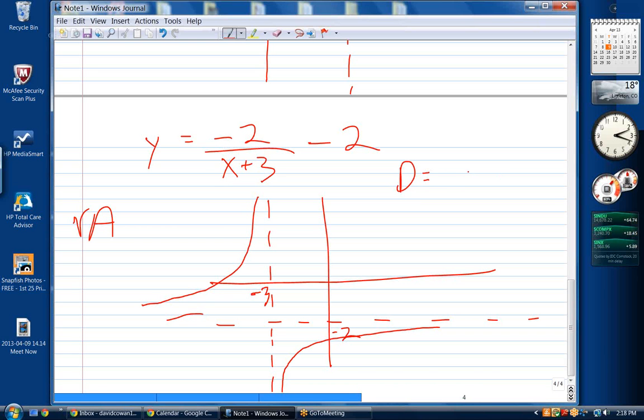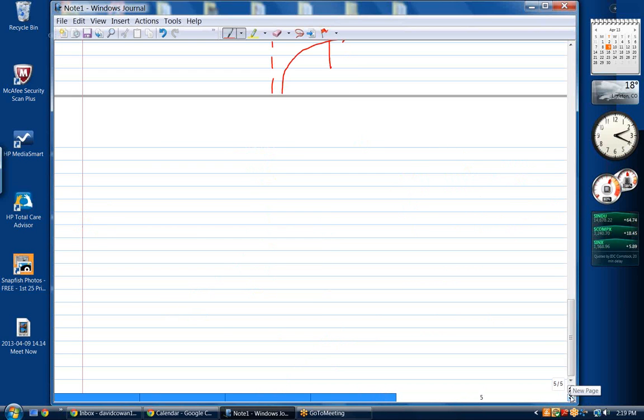What's the domain? All real numbers except -3. And the range? All real numbers except for -2. So notice that that wasn't affected by which quadrants this hyperbola is in. Hyperbolic graph. All right, now we got something different.